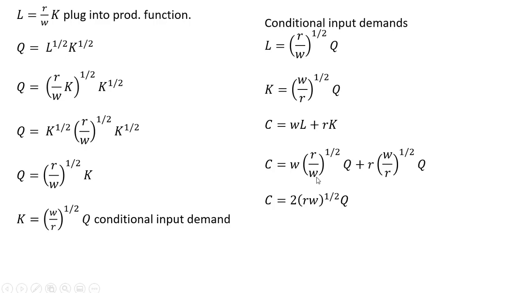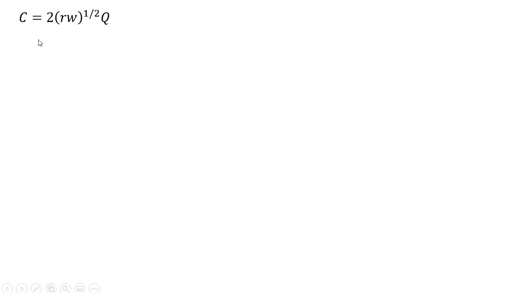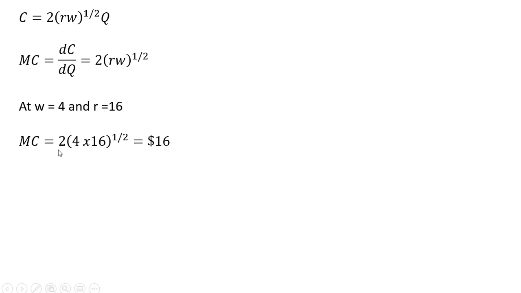W divided by W to the 1/2 is just W to the 1/2. R divided by R to the 1/2 is just R to the 1/2. So just adding up these two terms, and we have the following. So again, our cost function. And let's get marginal cost by taking the derivative of the cost function with respect to Q. And at a wage of 4 and a price of capital of 16, we'll notice here that the marginal cost is $16 for the firm.